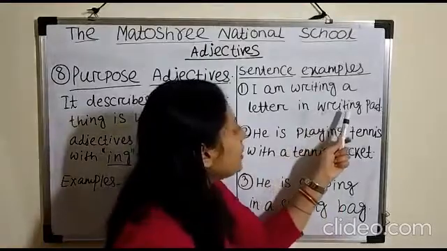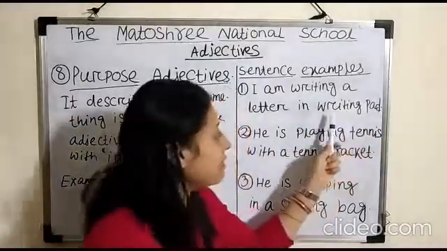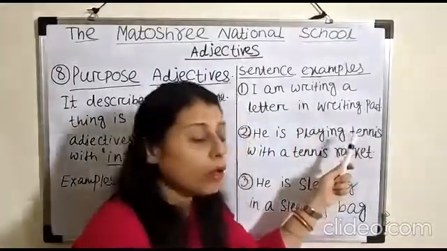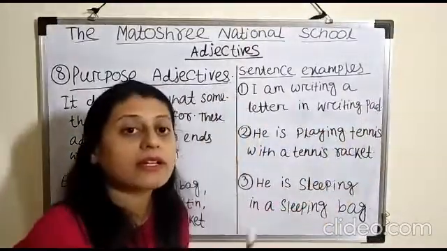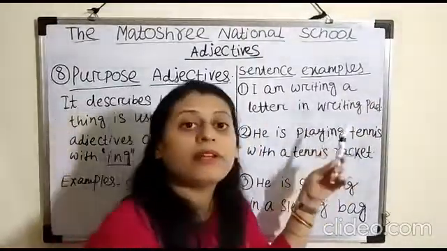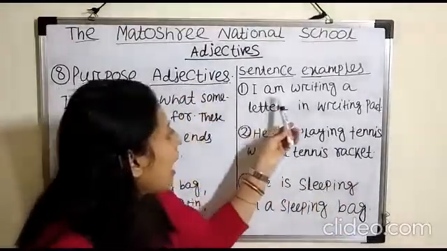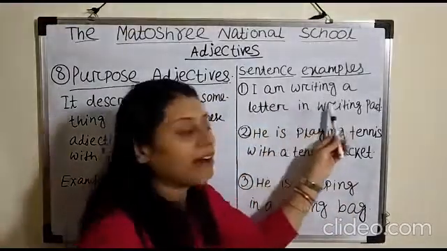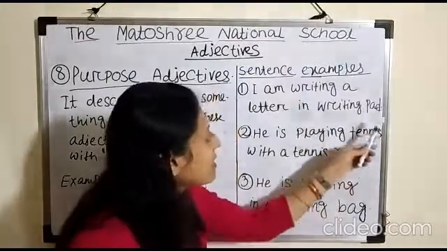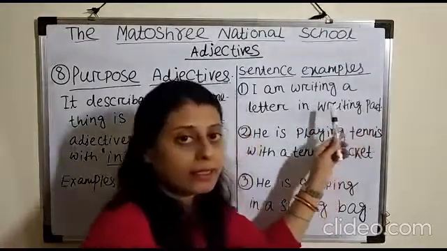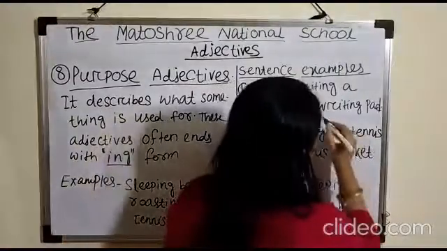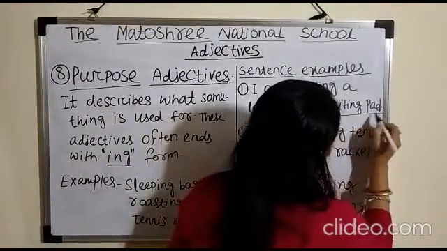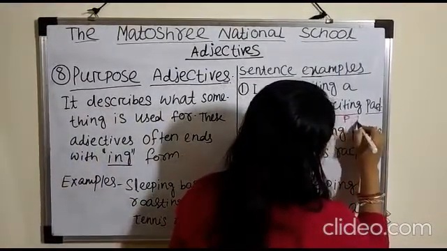But when we add pad in this writing pad, we use the pad noun for a purpose, for a reason, for the reason of writing. Here, I am writing a letter in writing pad. In this sentence, the writing pad is known as purpose adjective.